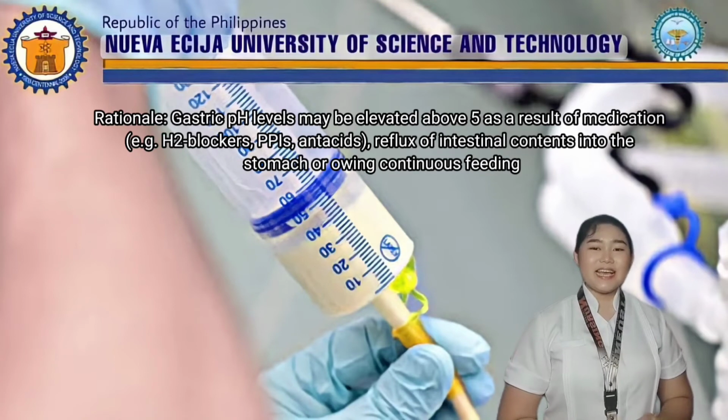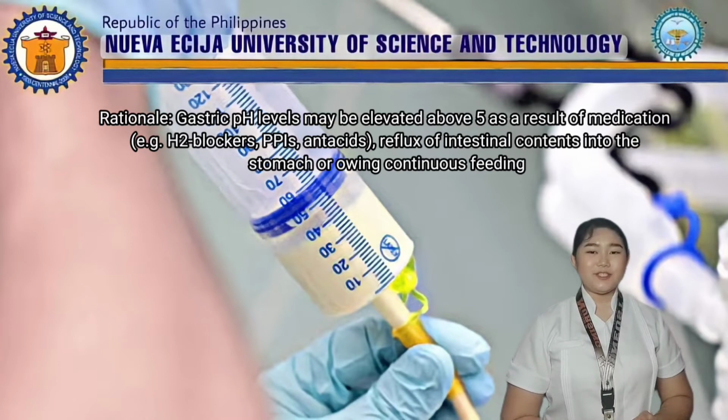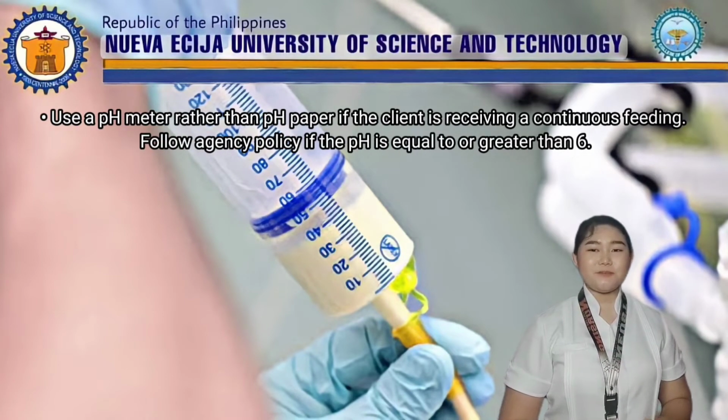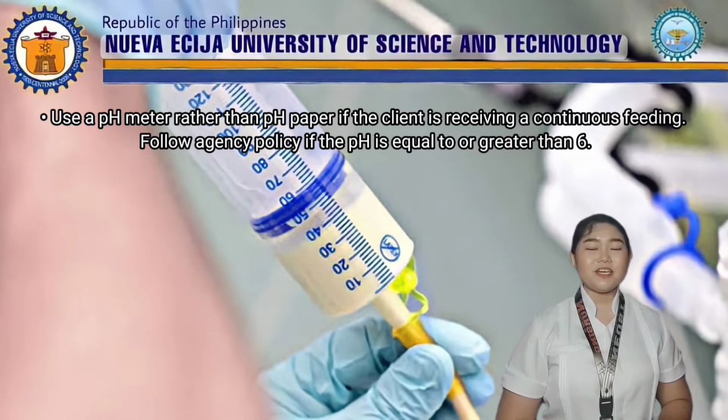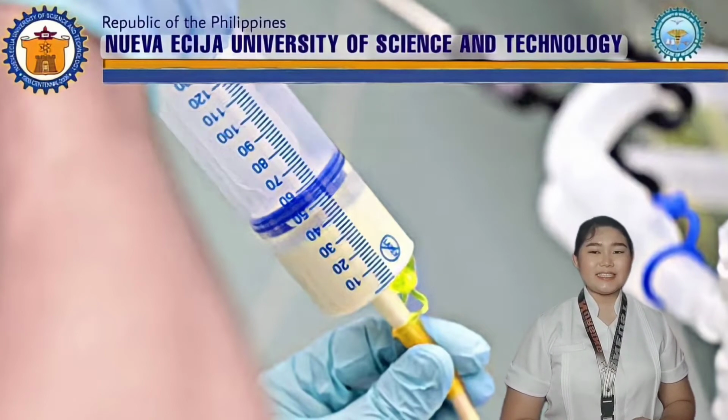Rationale, because gastric pH levels may be elevated above 5 as a result of medication, reflux of intestinal contents into the stomach, or owing to continuous feeding. Use a pH meter rather than pH paper if the client is receiving continuous feeding. Follow agency policy if the pH is equal to or greater than 6.